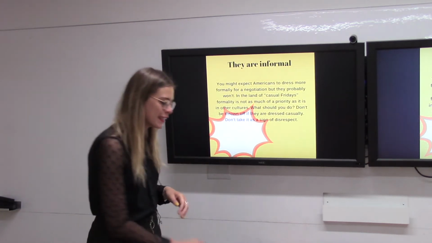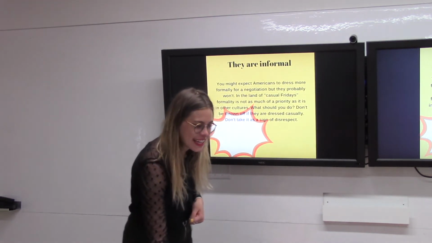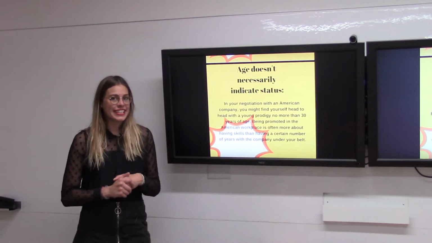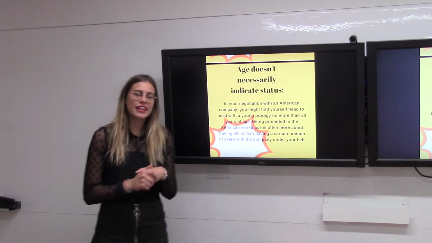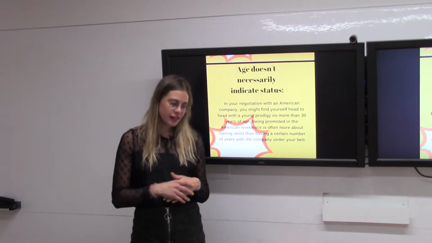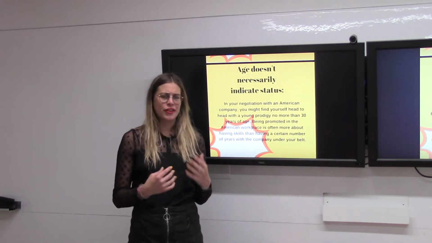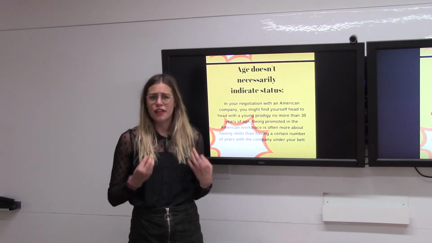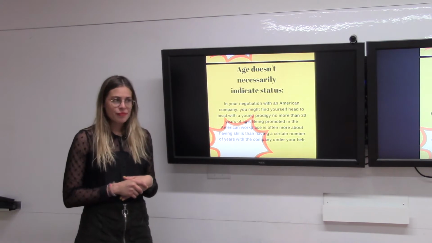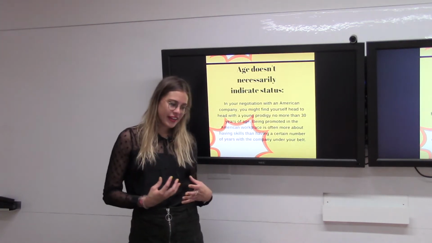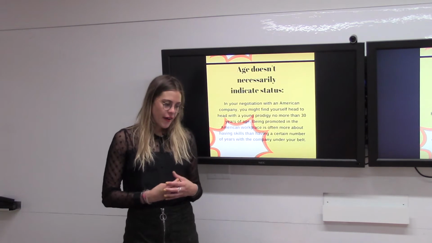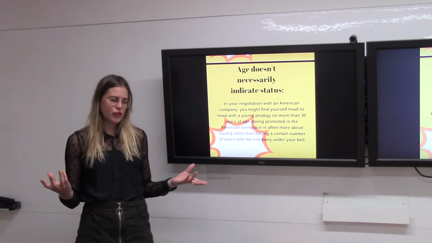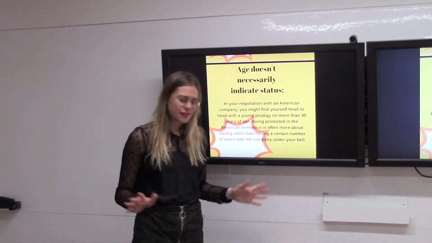Take it easy. The fourth point is that age doesn't necessarily indicate status. Yeah, in your negotiation with an American company, you might find yourself head-to-head with a young prodigy, no more than 30 years of age, being promoted in the American workplace. It is often more about having skills than just having a certain number of years with the company under your belt.